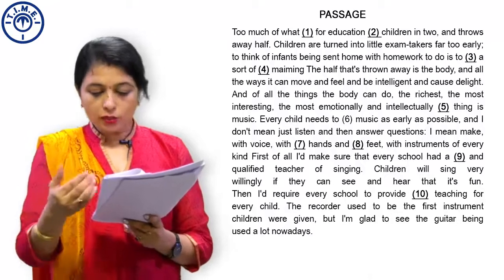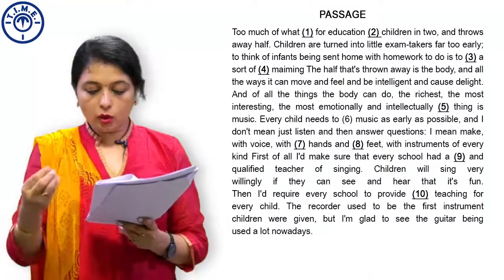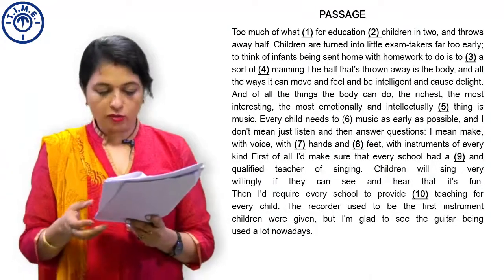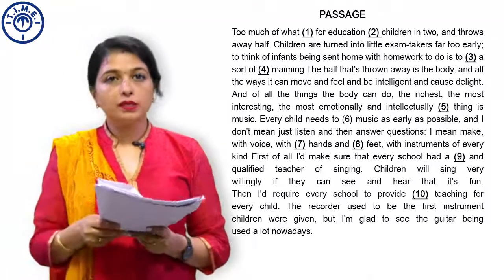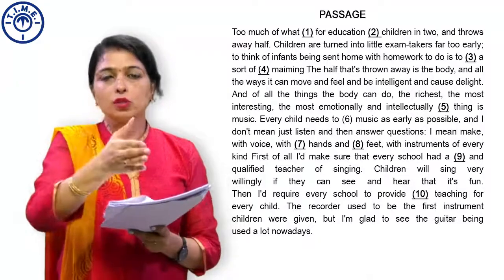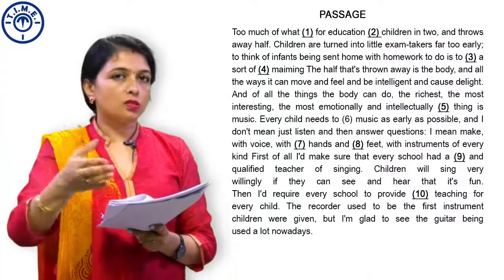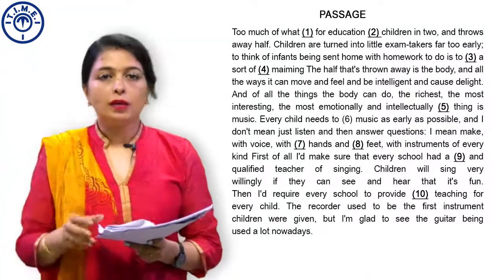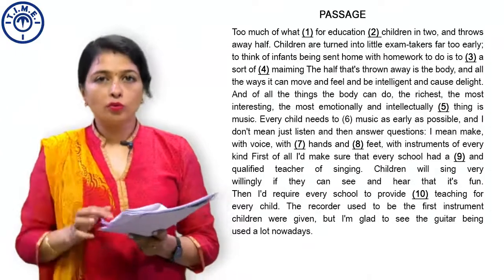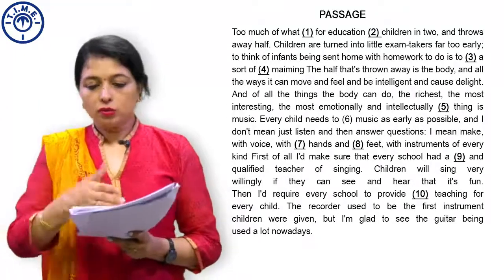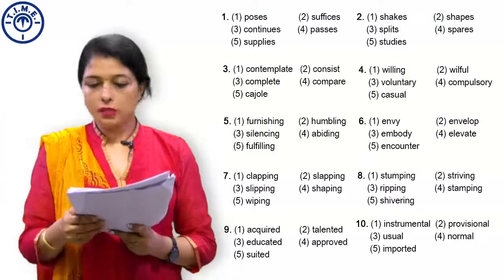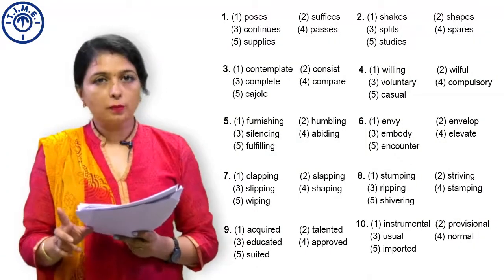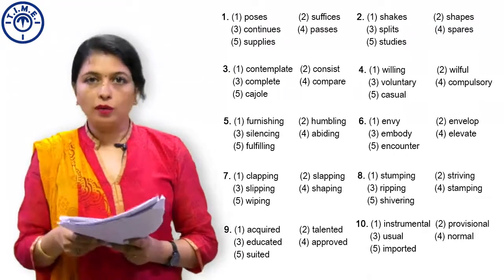The author has already mentioned that the recorder used to be the first instrument given to children earlier, and he is happy that it has been replaced by a guitar. So, when we focus on these words, we understand the author is talking about an instrument and not the vocal or oral form of singing. So, from the choices it is very obvious and very clear that the answer could only be instrumental. For the 10th blank, the filler is choice number 1.